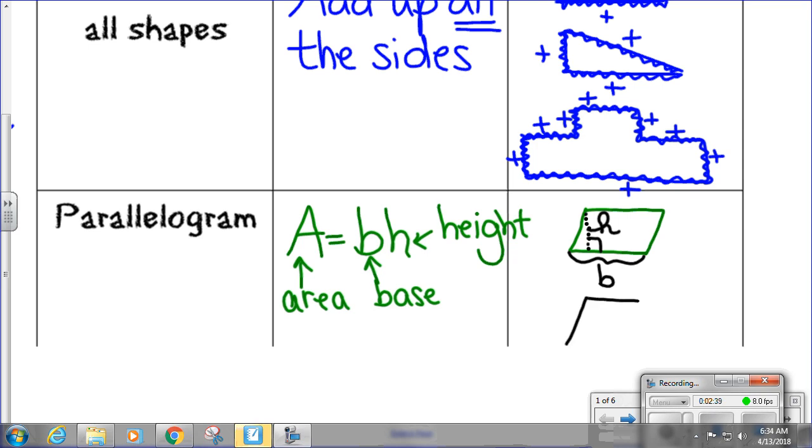Sometimes you will see where a picture is drawn with the height outside of the shape. Base is still at the bottom. This time they will show you the height extending out from the base, and it's labeled with the H. You do not count the dashed line going from the base out to the height. This part right here, you do not count that as part of your base length.